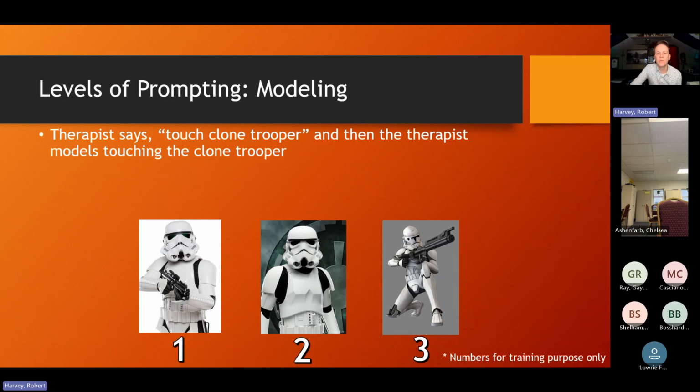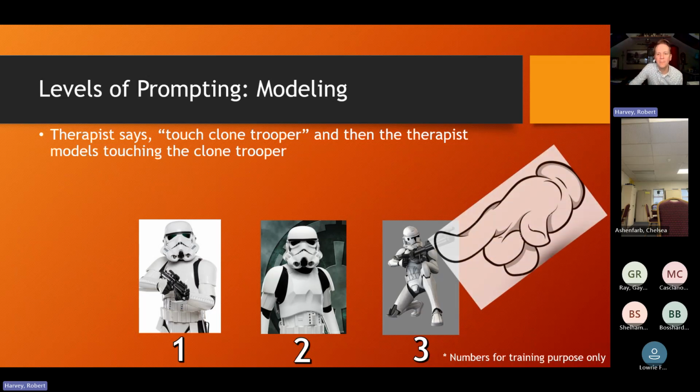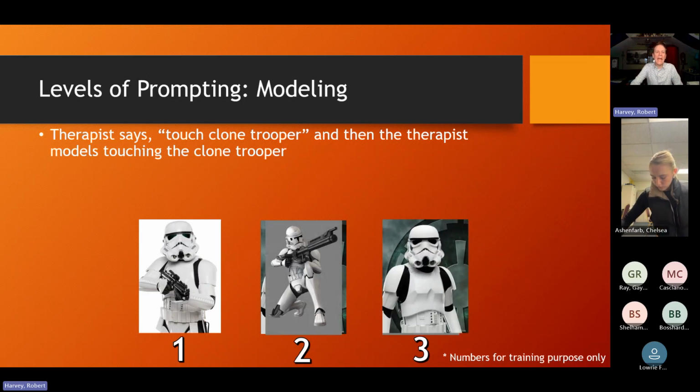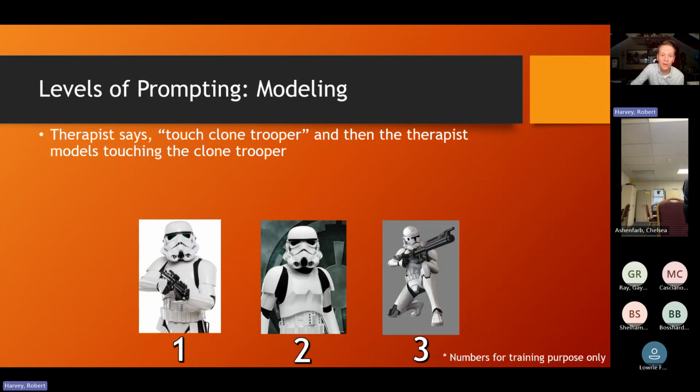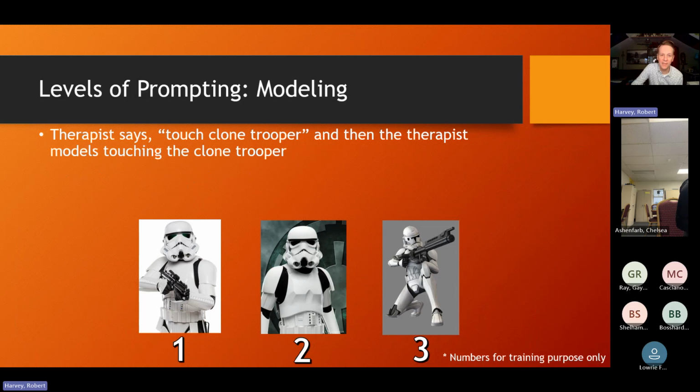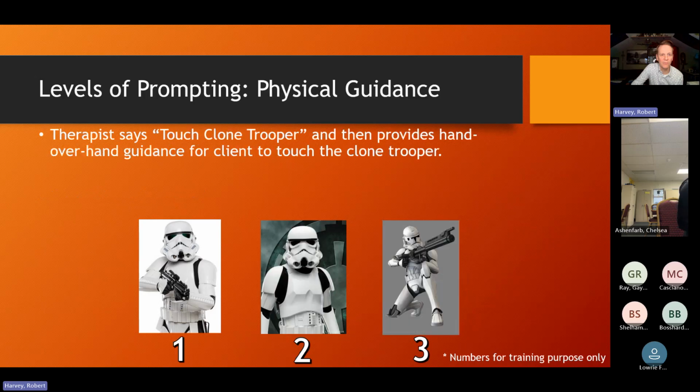Okay, so if we look just back through these responses, in this case, the therapist touches it, they touch it, and then again I say, so for a transfer trial, I would hopefully change the field if possible. And then I would say touch clone trooper without a prompt, and they touch the clone trooper independently. So they're doing it twice. That's the important thing. So going back to this thing here, you see, they're touching the clone trooper 3 times in that ideal situation. So in this case, you're doing the model prompt, they touch it, then you're removing the model prompt, and they touch it again independently. And then you deliver reinforcement, okay?